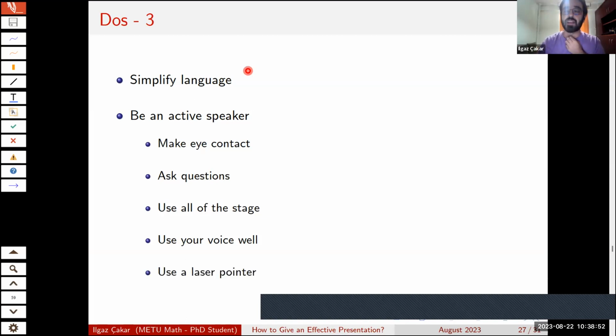And please use a laser pointer. I'm not using it very much, but try to use a laser pointer. Do not use your finger or a stick or anything else to show things on your presentation. Use a laser pointer. I'm sure that organizers will provide you with a laser pointer, so use it. And don't use another thing.